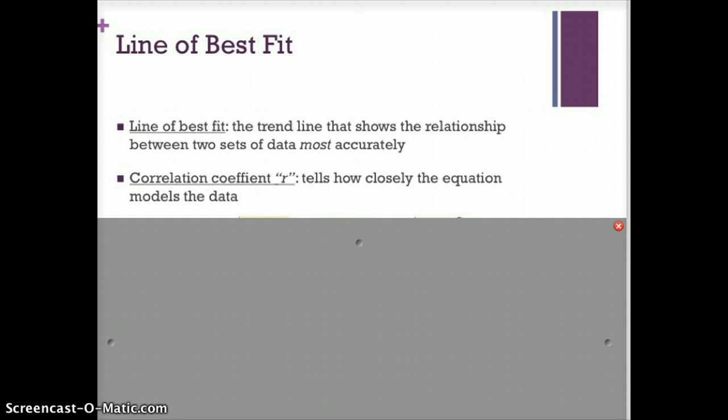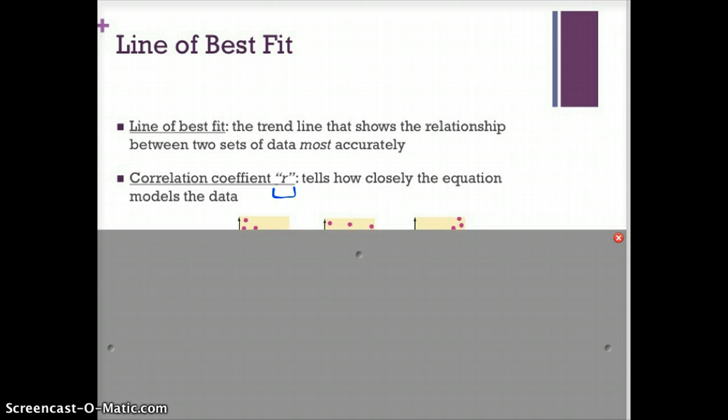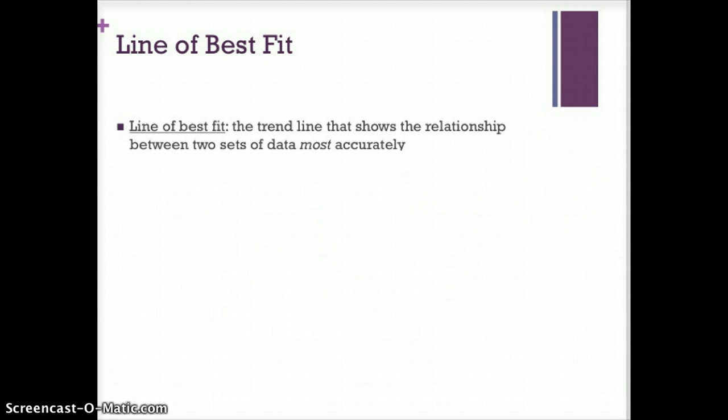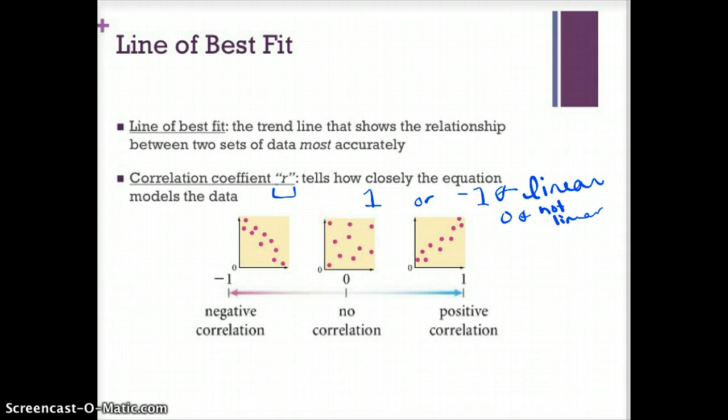There's this thing called the correlation coefficient, and it's r. It tells how closely the equation models the data. If you have a correlation coefficient that's really close to 1 or -1, that means it's very close to being a perfectly straight line, so almost exactly linear. If it is exactly 1 or -1, it's a perfectly straight line. If it's really close to 0, it's not even close to being linear, and your model's not a good prediction. So this can let you know.